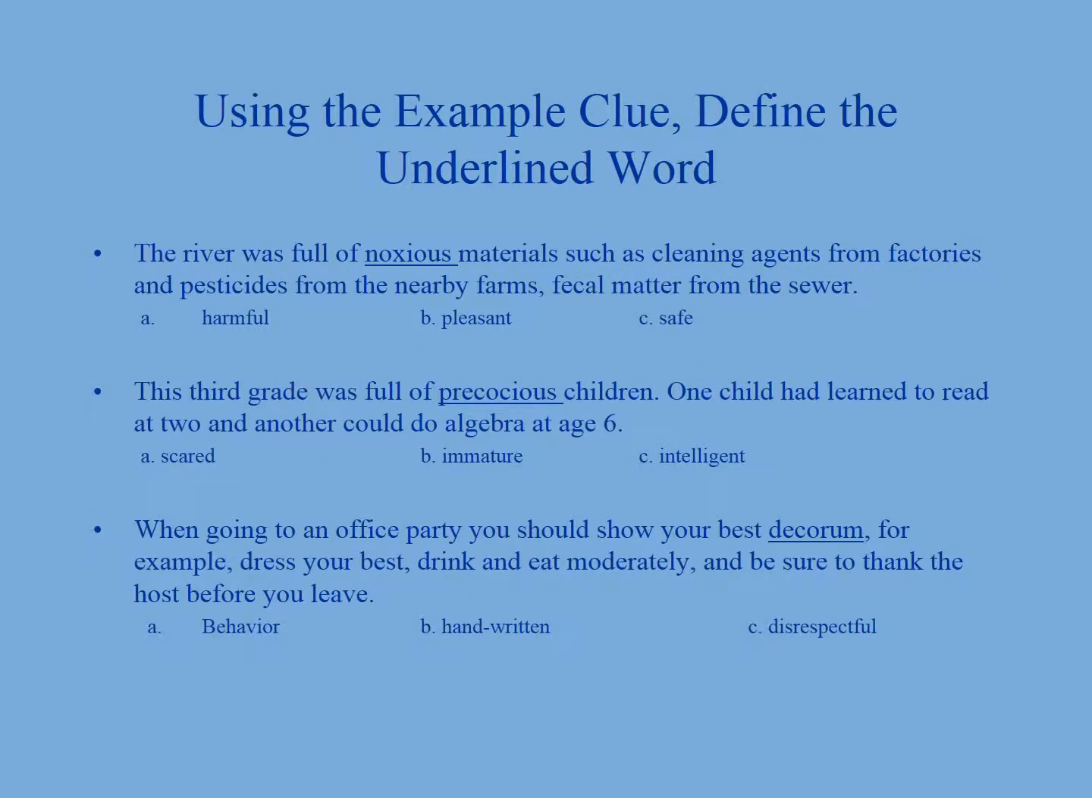The river was full of noxious materials, such as is the clue that you're going to be giving examples of noxious materials: cleaning agents from factories and pesticides from the nearby farms, fecal matter from the sewer. So if examples of noxious materials are cleaning agents from factories, pesticides from nearby farms, and fecal matter from the sewer, we know that noxious would be what? You said harmful. You are correct.